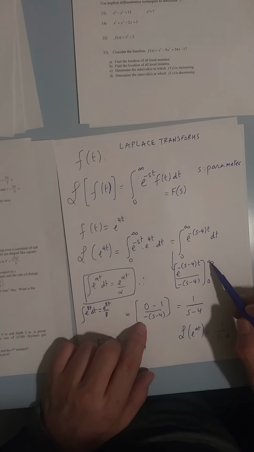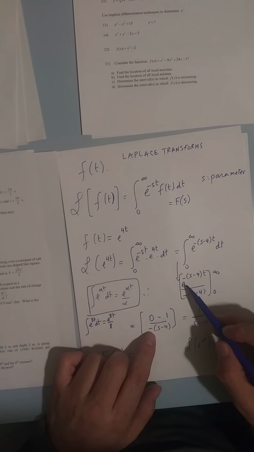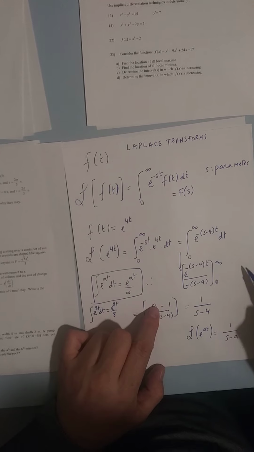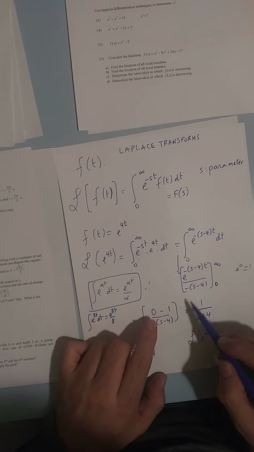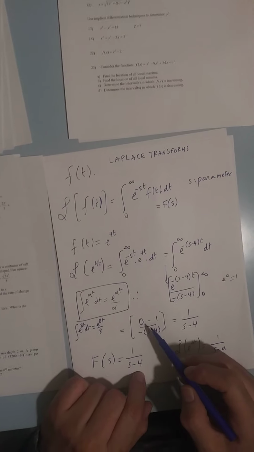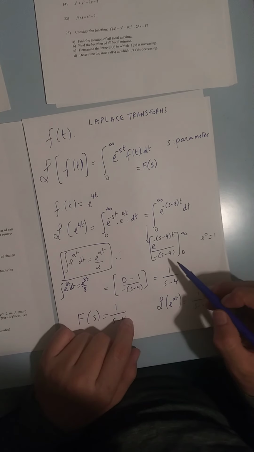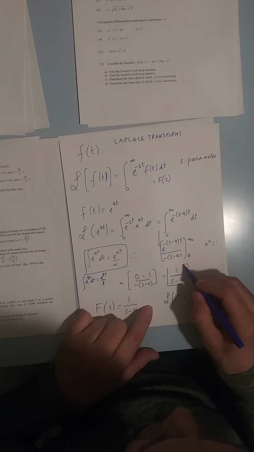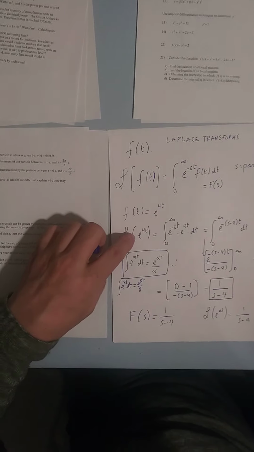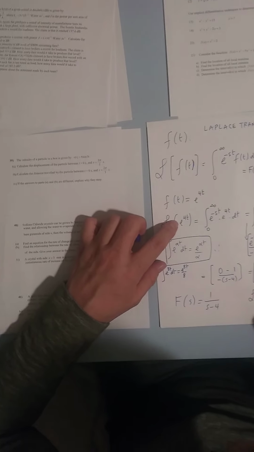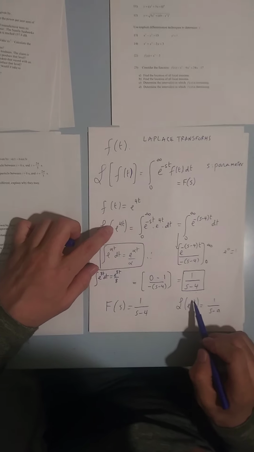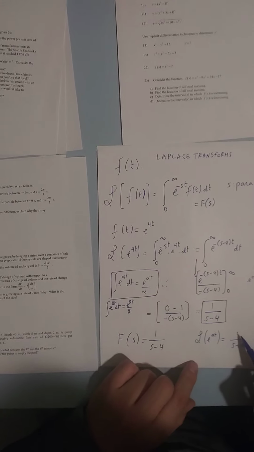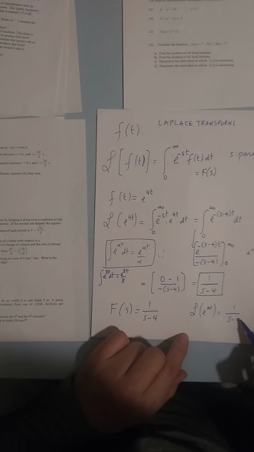Let us substitute infinity for t, and when you do, e to the minus infinity is 0, minus, then substitute 0 for t. E to the 0 is 1, so that's 1 over minus (s minus 4). The minus is cancelled, and you will end up with 1 over s minus 4. And that's the answer. This is the Laplace transform of e to the power 4t. We can generalize this for any exponential that looks like this. The Laplace transform of e to the power at is going to be 1 over s minus a.